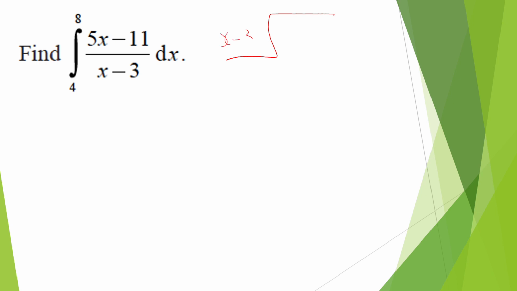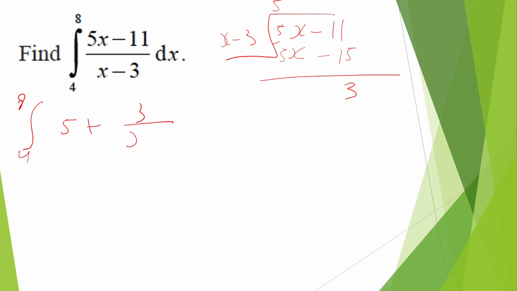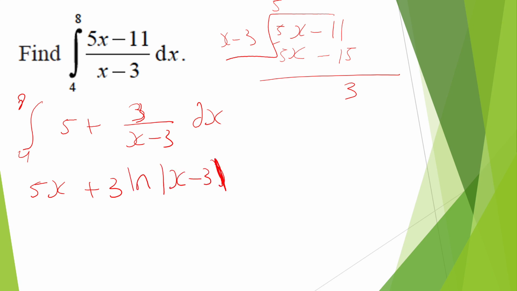So I'll do the long division on the side to simplify it. So I'll have x minus 3 and I have 5x minus 11. So I want to find 5 times that minus, I got 3. So therefore I can rewrite this as 5 plus 3 over x minus 3, and that's your whole point. Now I can integrate. So I'll integrate this 3 ln x minus 3, and that's between 4 to 8.